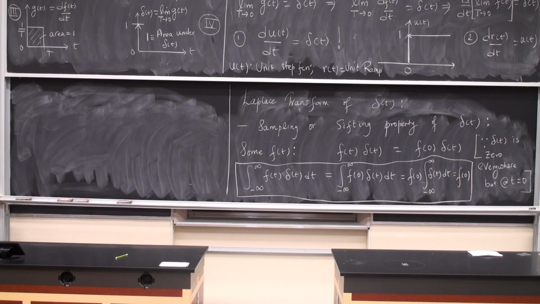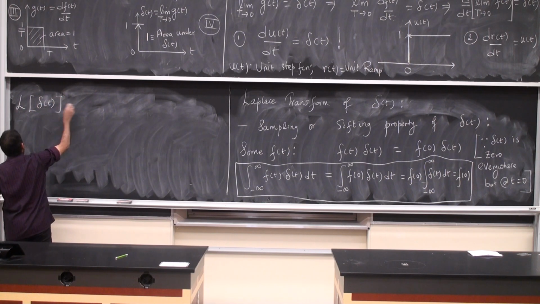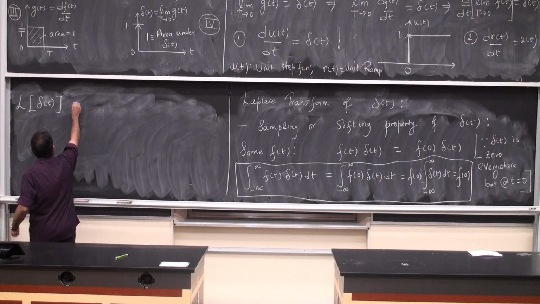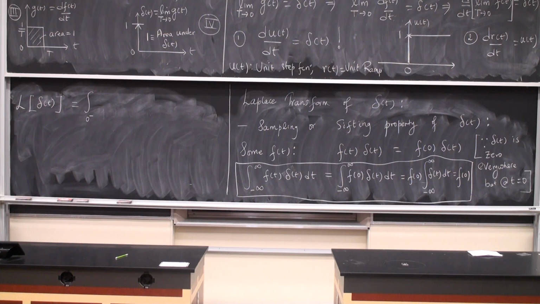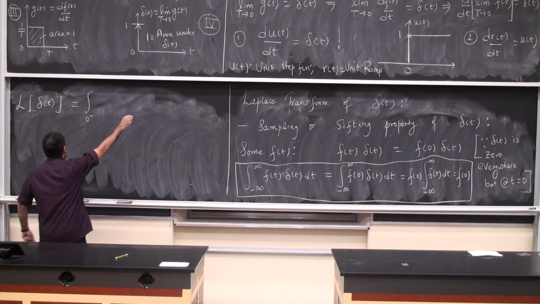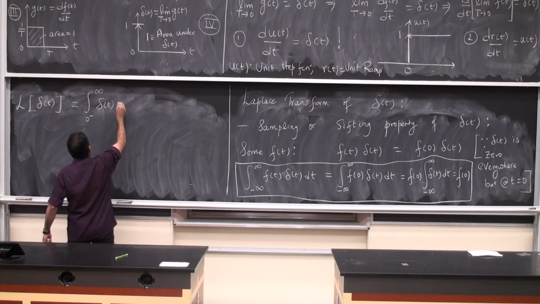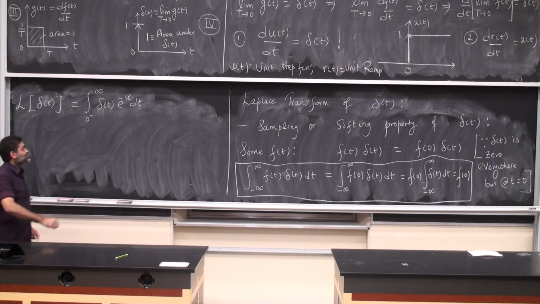So how to take the Laplace transform? By definition. Laplace of delta of t. I will use the proper definition of the Laplace transform. This is 0 minus, you remember our lower limit was 0 minus for all typical Laplace transform definitions. Delta of t e to the power minus st dt.